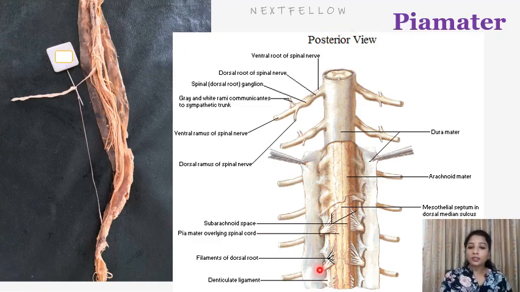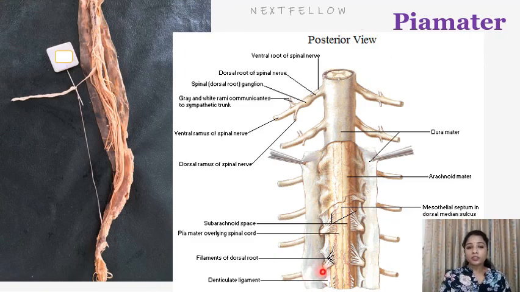These ligamenta denticulata are around 21 pairs, where the first pair is at the foramen magnum, and the last pair is fork-like and lies between the levels of the T12 and L1 spinal nerves.